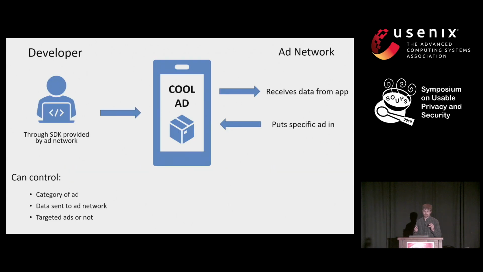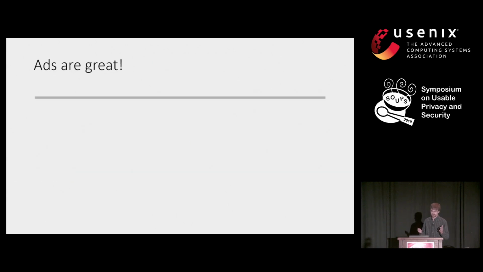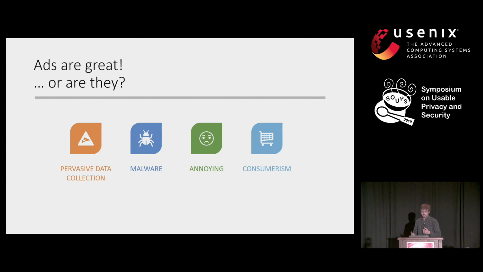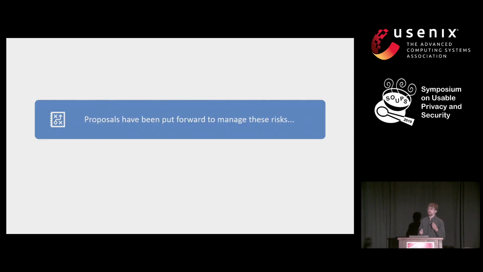And ads are great, except this would be a pretty boring presentation if they were, and there are many consumer risks that exist. So first, many ad networks engage in targeted advertising, which requires pervasive data collection, raising privacy concerns. There are ads that have been known to redirect users towards malware. Ads can be creepy, frustrating, and annoying for users. Ads can lead to consumerism and the sale of harmful products such as alcohol, gambling, fast foods, and a long, long list of etceteras.